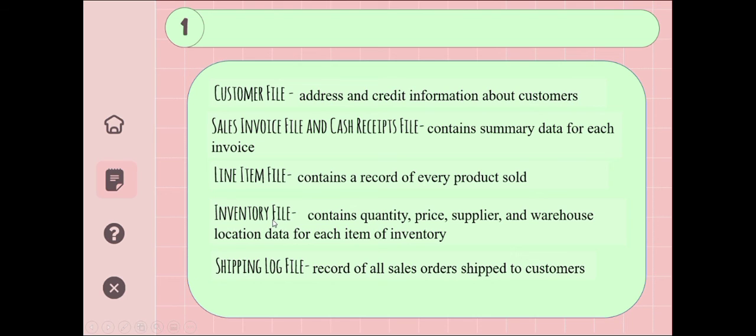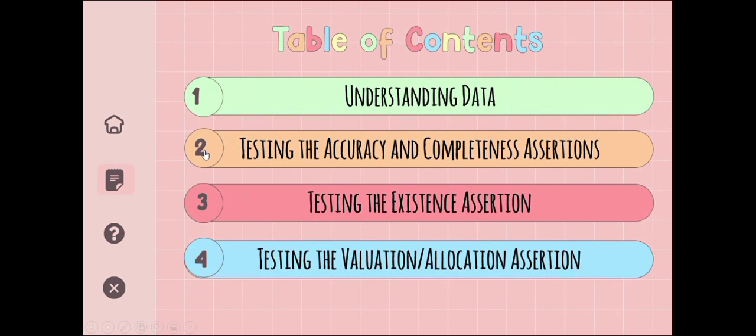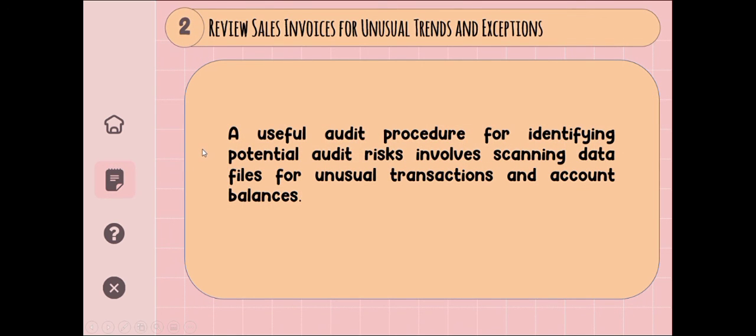The discussion that follows presumes that the auditor is using ACL for performing the audit test. We've already covered what ACL is because it was discussed in the previous chapters. So the second one is testing the accuracy and completeness assertions. It involves three things: reviewing sales invoices for unusual trends and exceptions, reviewing sales invoice and shipping log files for missing and duplicate items, and reviewing the line item and inventory files for sales price accuracy.